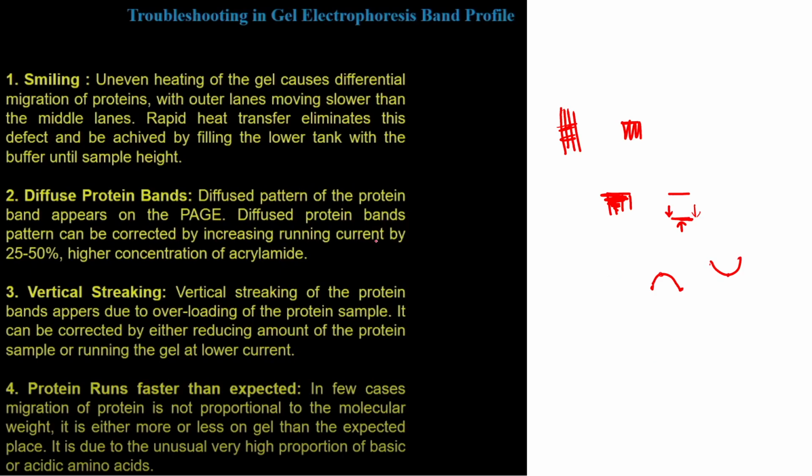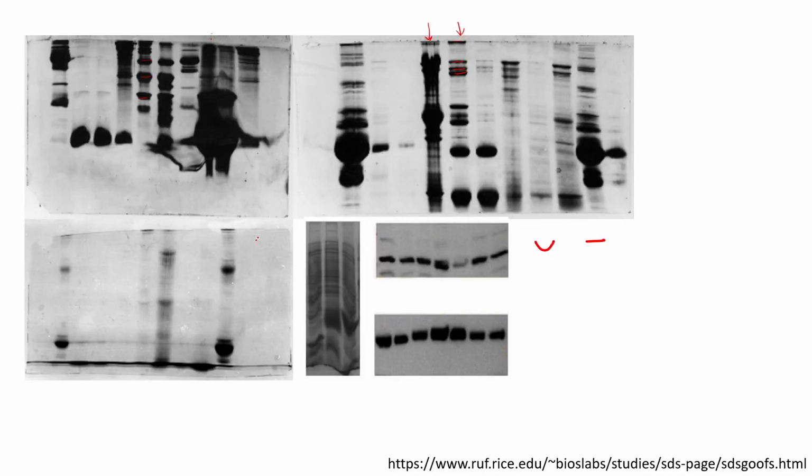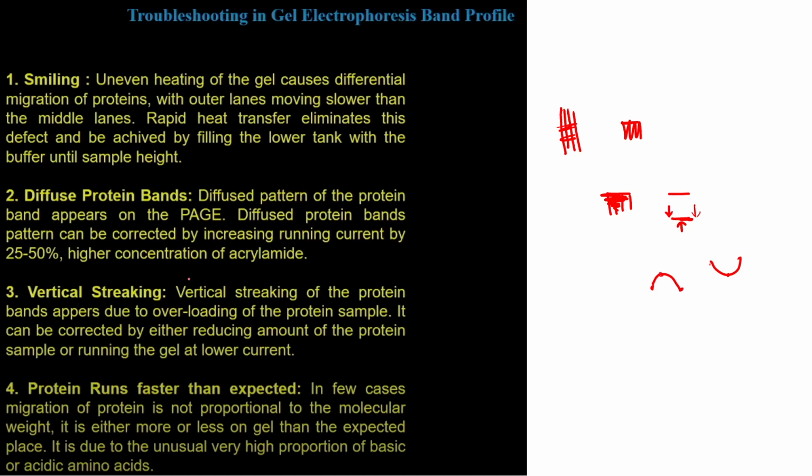Then we have diffuse protein bands. If you see in this gel, you can see the bands have diffused out. That can happen due to running the gel at a very low current.